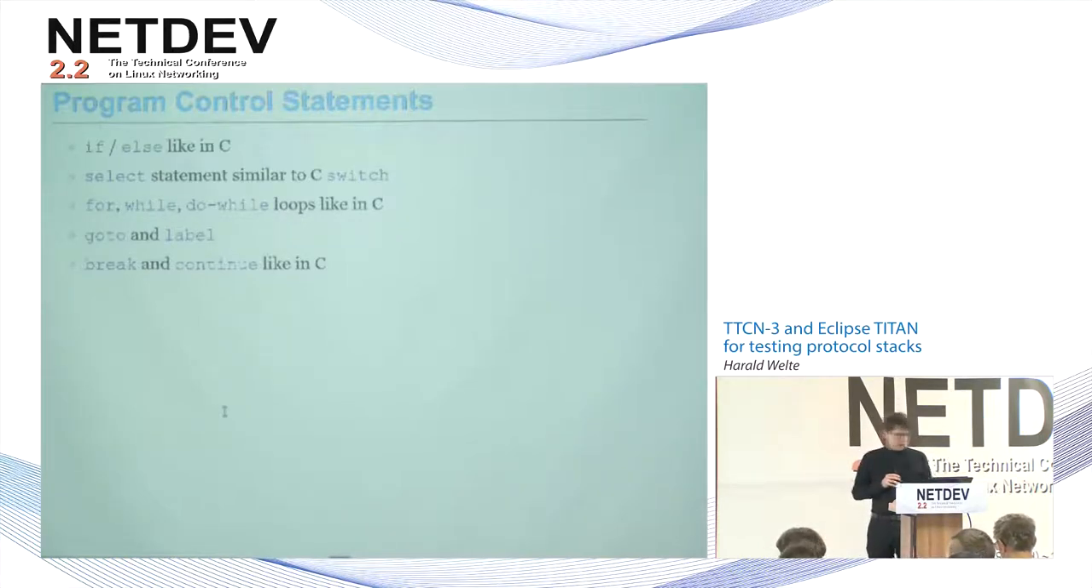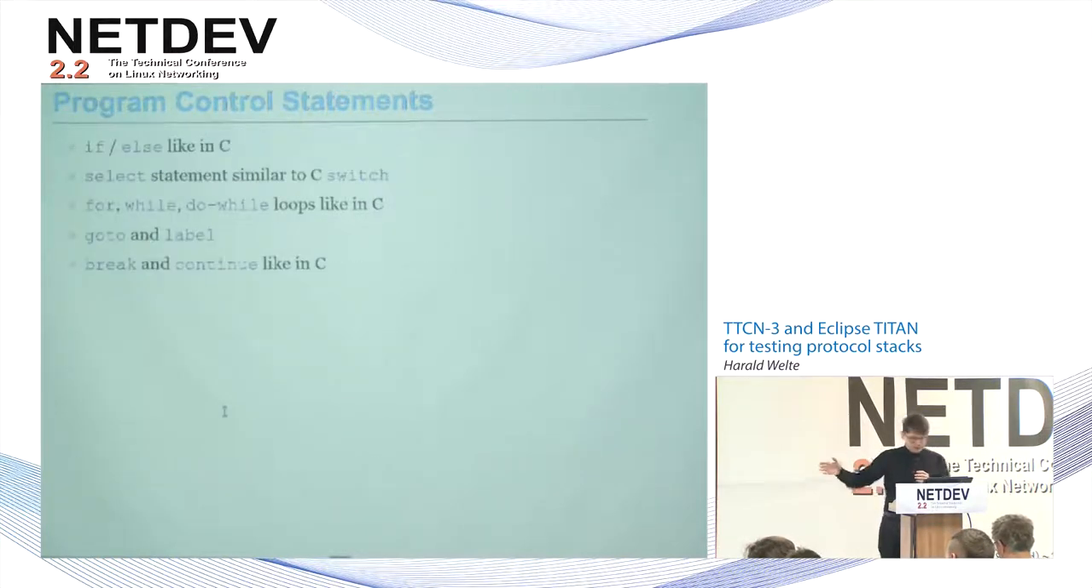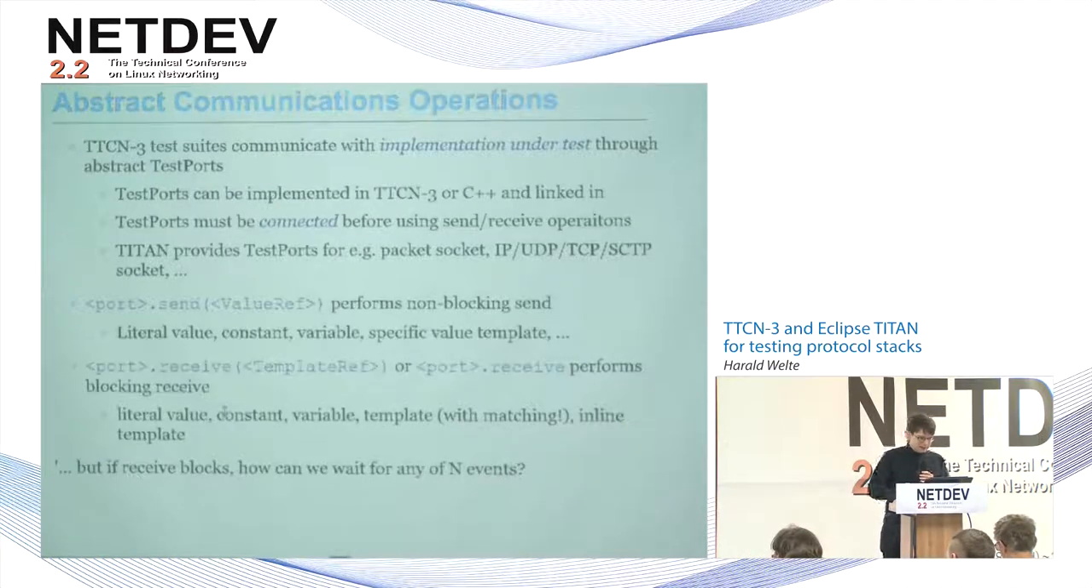So, program control statements. We have if-else, for, while, do while loops, go to, and label. We have break and continue, so all that is very much like in C. The select statement is rather different, but it's fundamentally similar to a switch statement in C, so I'm not going to go into details here. We also want to look at some examples still.